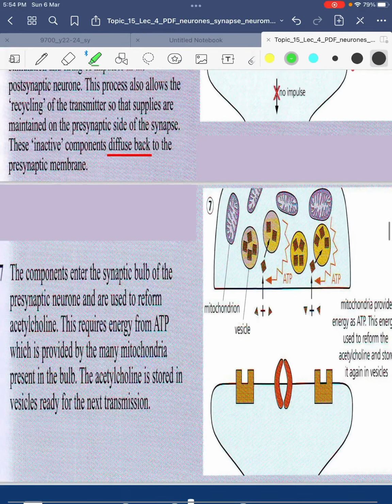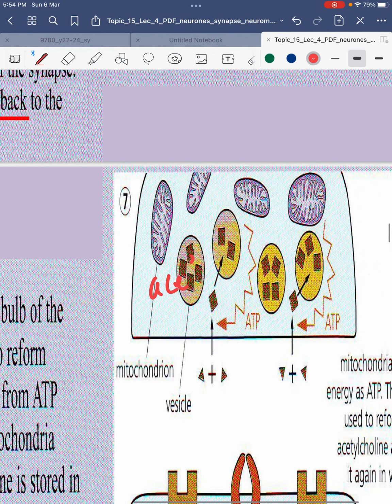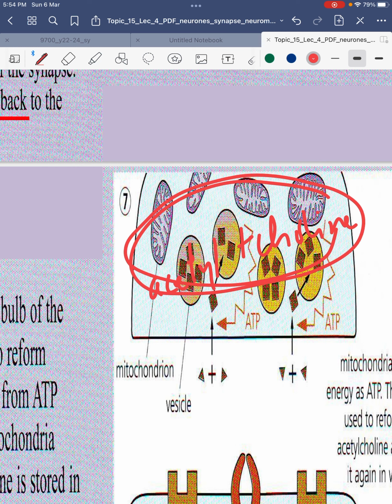Okay. Now once the acetyl and choline is in this area here, to join these two together requires ATP. And this is the reason why there are lots of mitochondria. So the mitochondria is not for active transport, but rather the combination of acetyl and choline to form acetylcholine requires ATP.